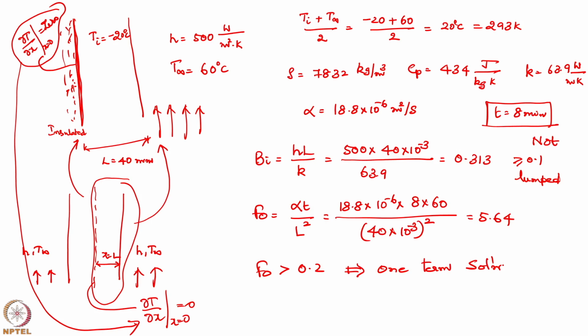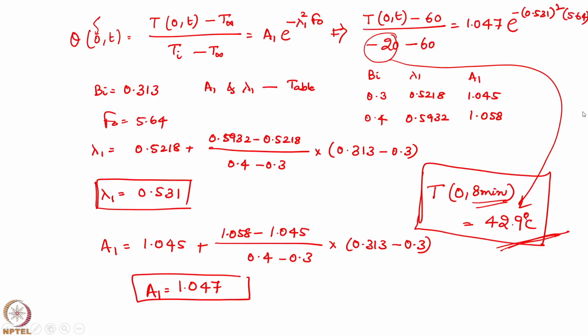Let us continue our previous problem where we had taken this plane wall. I will not spend time on this again. We solved for the temperature at x equal to 0, and we got 42.9 degree Celsius. So now what we will do is, what is the heat flux?